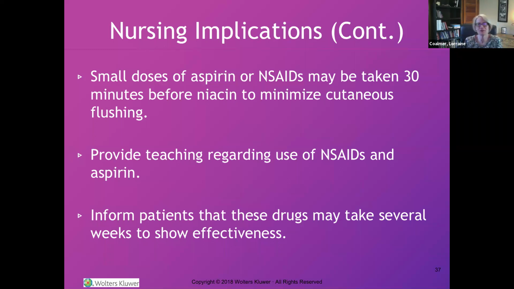All right. So small doses of aspirin and NSAIDs may be taken 30 minutes before. That can help with that massive flushing. If the patient's able to take a baby aspirin, that's 81 milligrams, or an NSAID, like 200 milligrams of ibuprofen, if it's not contraindicated. Provide teaching, because now this could cause bleeding too. NSAIDs and aspirin increase our risk for bleeding as well. Inform patients it may take several weeks to show effectiveness. Don't be my father. After 2 days, he's done. You've got to let the patient know that it may take several weeks for your lab values to come down, to normalize.